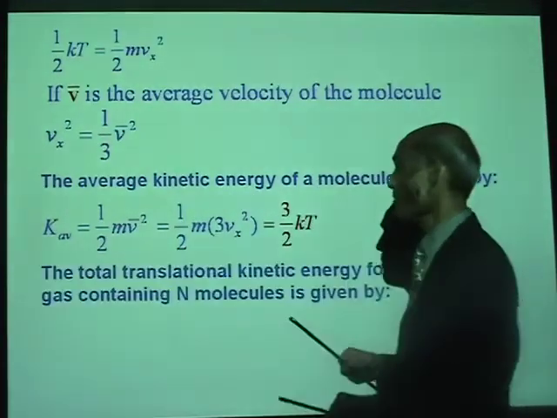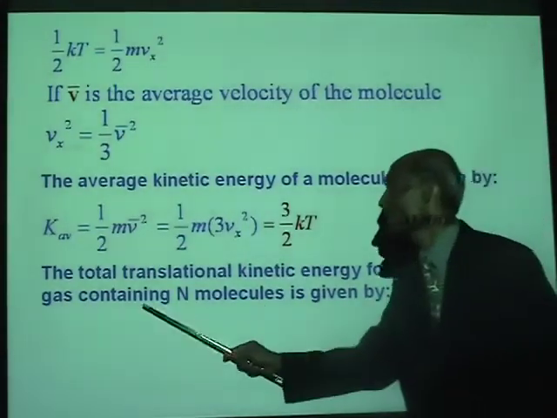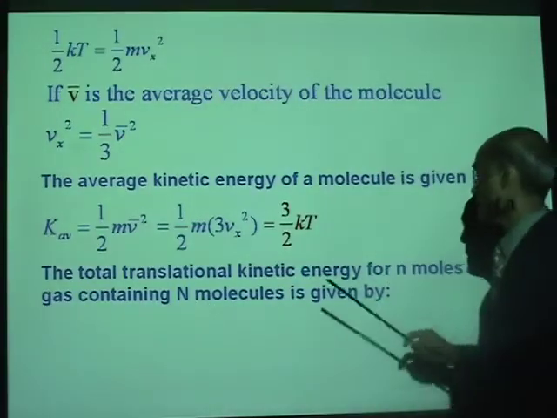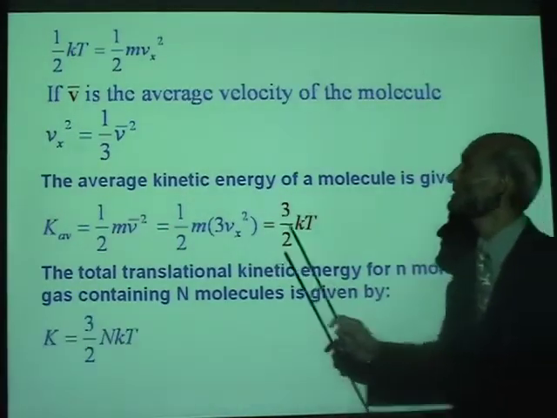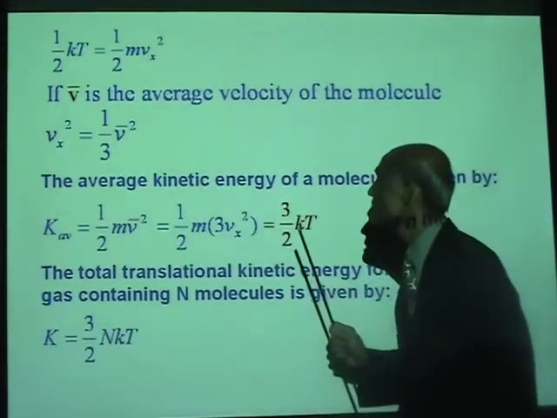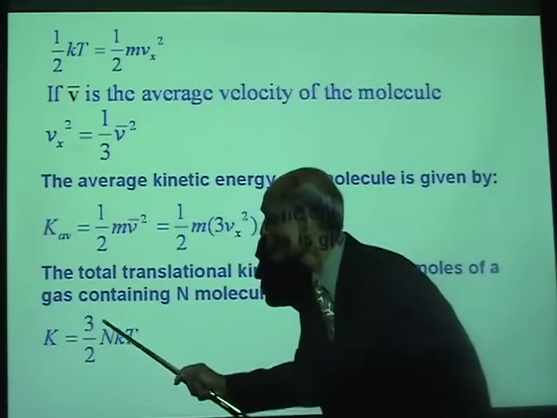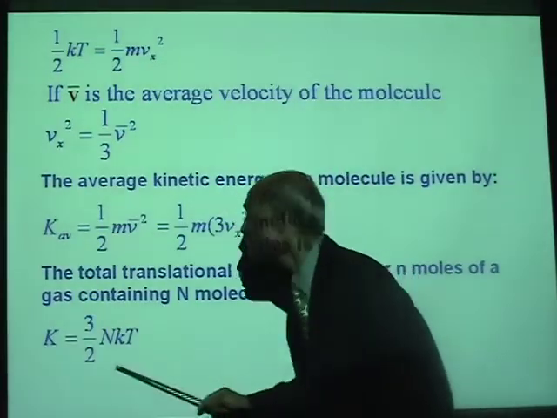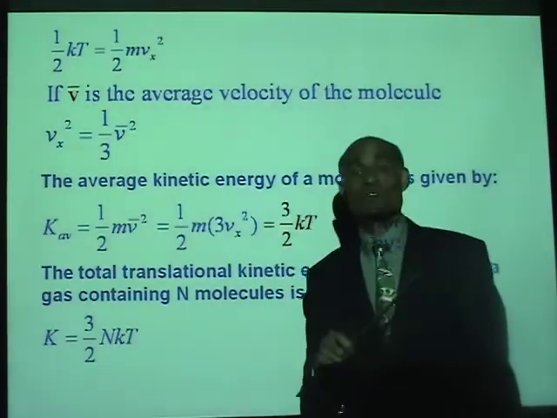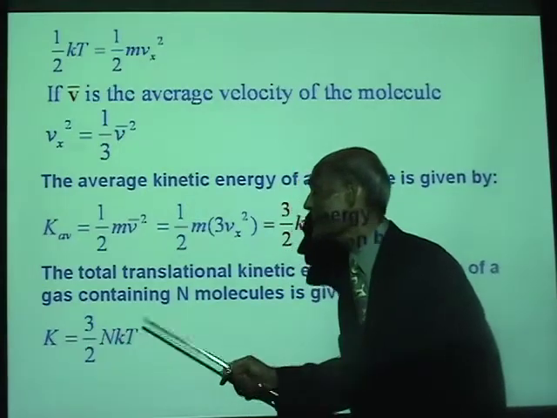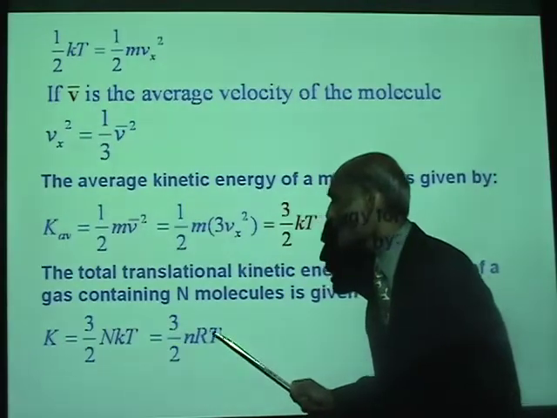We will use this as we go on. The total translational kinetic energy of a gas containing n molecules will be, if 3 over 2 kT is the average kinetic energy per molecule, multiply that by the total number of molecules. It'll give me the total kinetic energy. The total kinetic energy of n molecules of a gas is 3/2 NkT. And I'm going to write it as 3/2 nRT.